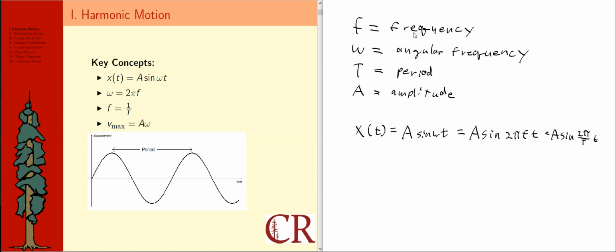but the same symbol is used. f is the ordinary frequency, so when you look at the formulas here on the key concept slide, we've got omega is equal to 2 pi f, and we also have that f is equal to 1 over T, while T is the period. So these are some simple formulas that are good to know, simple relationships between these different parameters that describe harmonic motion.